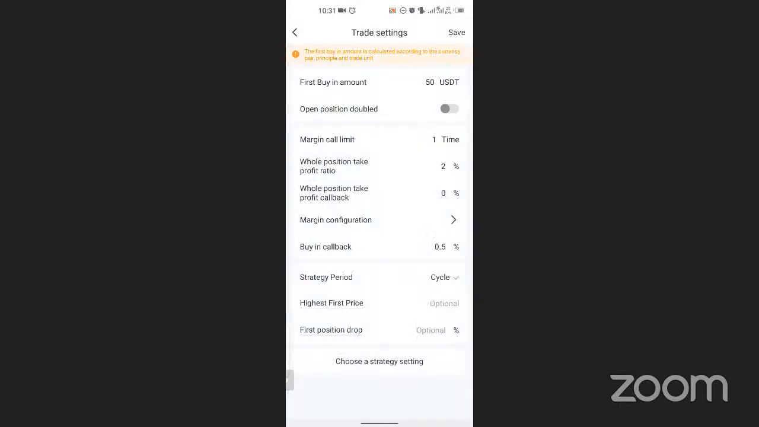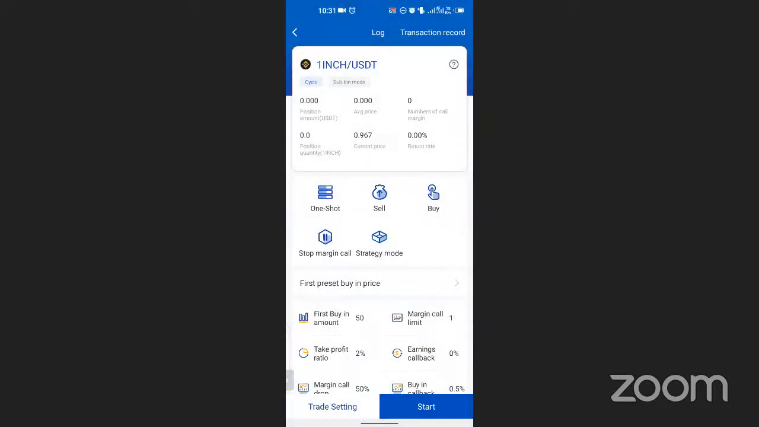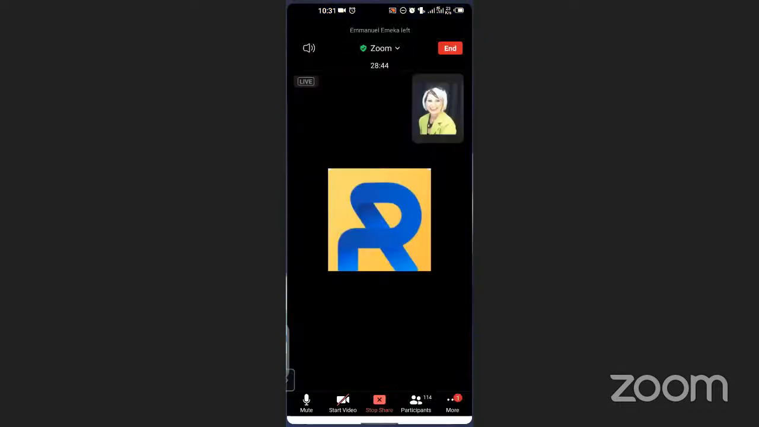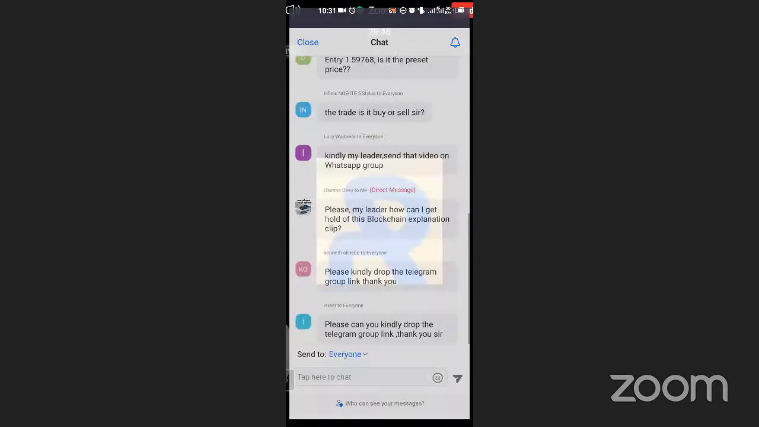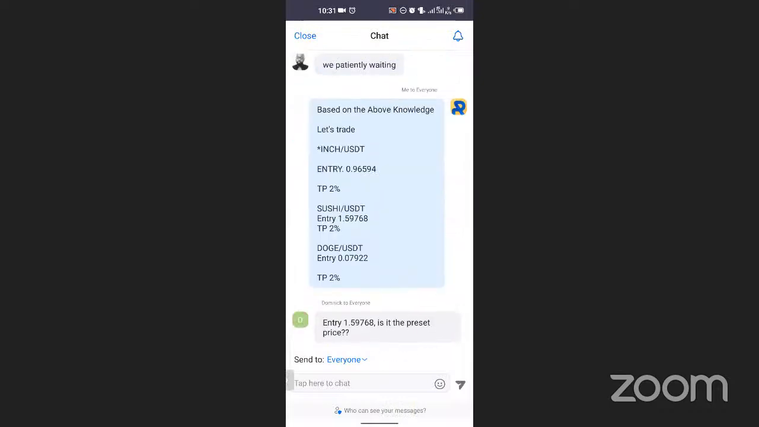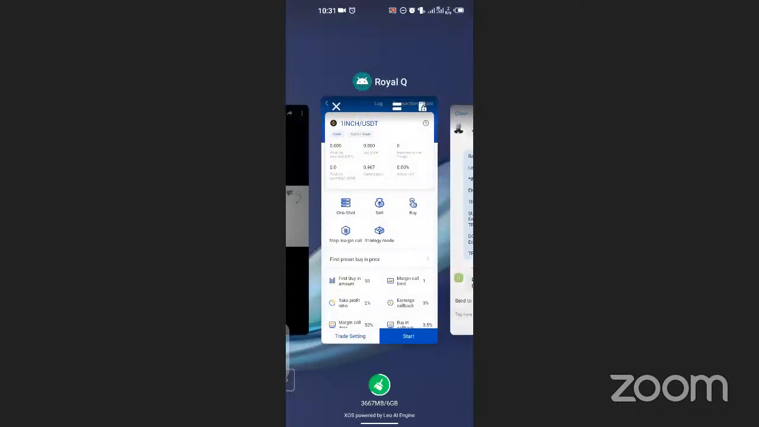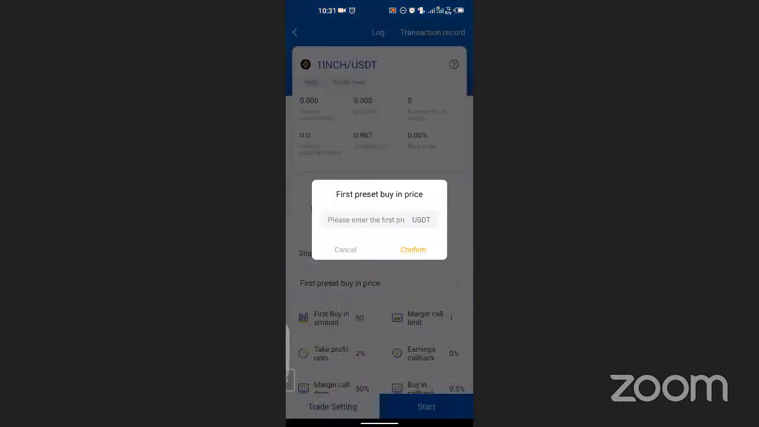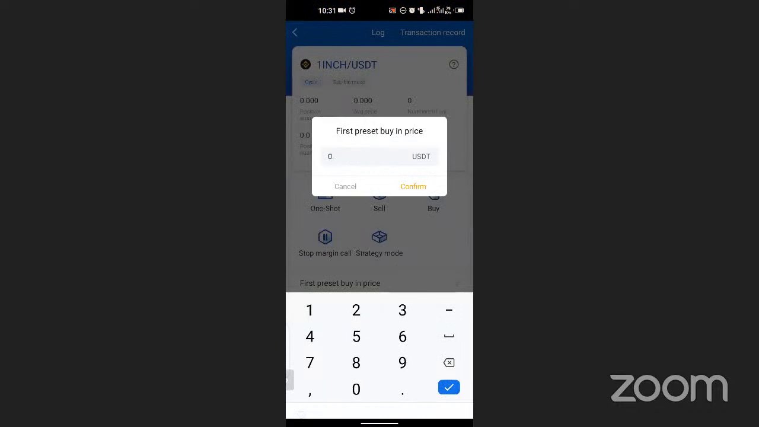Now someone may be saying, but that's what we are told. You need to be willing to learn. Then you come here, look at the signal. Let me just come back here in the chart. You look in the signal and you say, okay, entry price 0.96594. This is what you do. Then you go back to your signal and say 0.96. Okay, it's fine because it's just a little. Then you put in the preset price 0.965. All right, then you confirm.